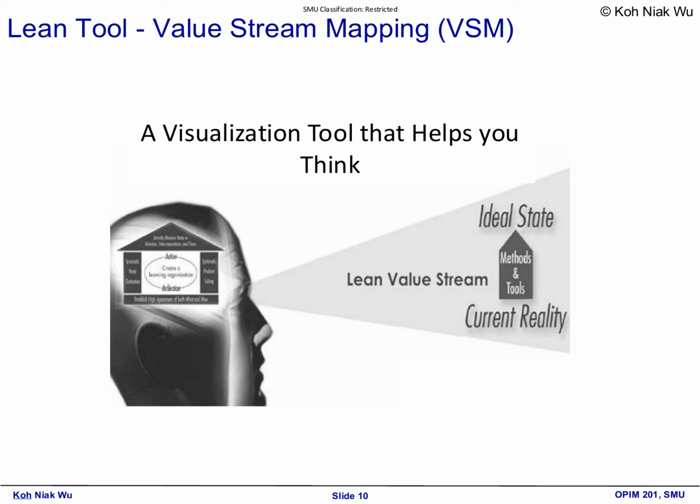Imagine walking into a bustling manufacturing facility. Machines hum, workers are busy, and products are moving along the assembly line. But beneath this surface of activity lies a complex web of processes, some efficient and others fraught with delays and waste. This is where value stream mapping, VSM, comes into play. A tool that not only visualizes these processes, but also transforms the way we think about operations.